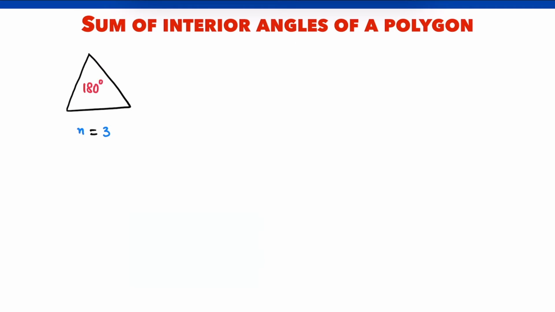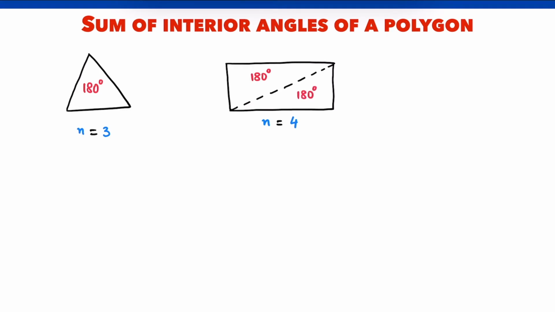Next, we have a quadrilateral, a polygon with four sides. How do we find the sum of interior angles? Simple. We divide it into triangles. This diagonal divides the quadrilateral into two triangles. We have 180 degrees in a single triangle. Here, there are two triangles. So, the sum of interior angles is 180 plus 180 or 360 degrees.